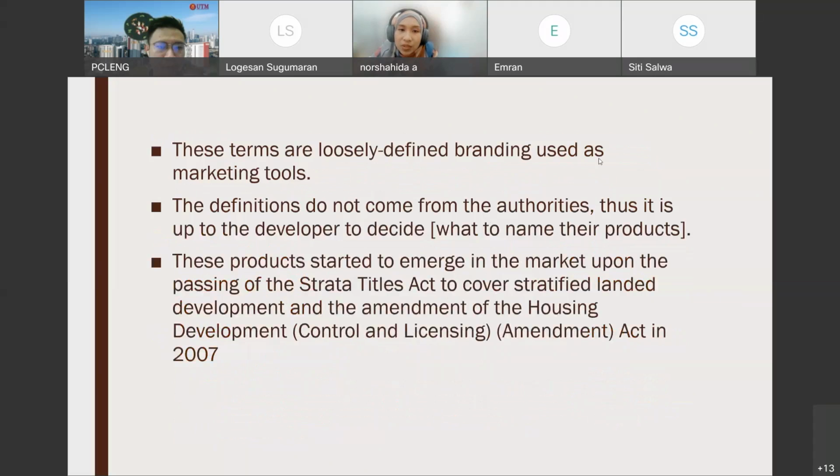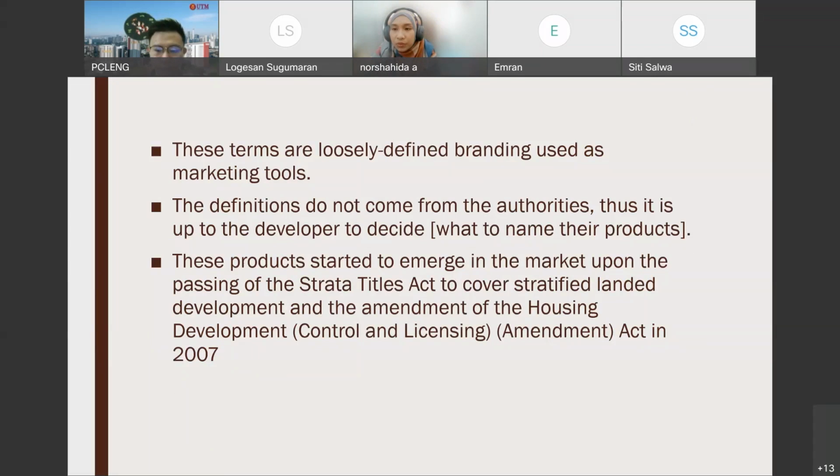Okay, these terms are loosely defined, branding used as marketing tools. Okay, the definitions do not come from the authorities, thus it is up to the developer to decide what to name their products. So these products started to emerge in the market upon the passing of the Strata Title Act to cover stratified landed development and the amendment of the Housing Development Control and Licensing Act in 2007.